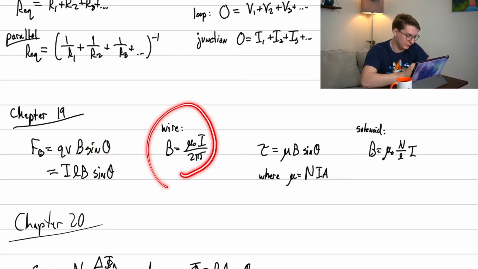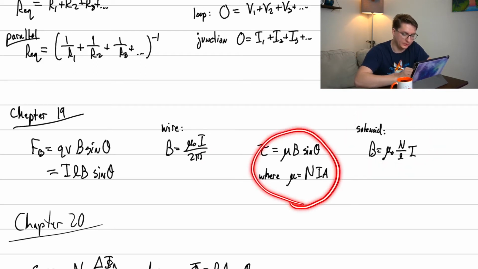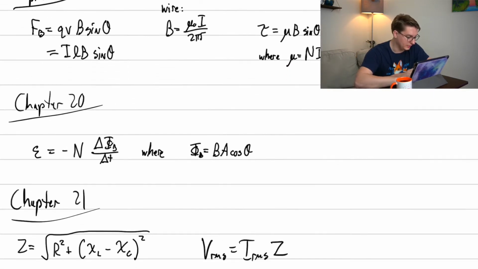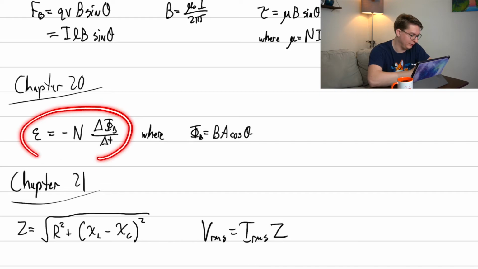We also learned a couple of ways to calculate the magnetic field from a few basic shapes. One is just a normal straight wire, and one of them is a solenoid. We also learned how to calculate the torque on a loop of wire using a number of terms. We kept going with that in chapter 20, talking about these loops of wire and what happens to them, and we talked about Faraday's law.